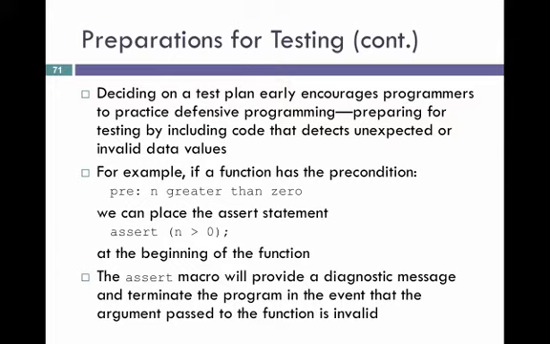So if we're testing early, that encourages programmers to practice defensive programming, because they're preparing for tests to be happening very soon, not at the end after the whole system's been developed. So for example, if a function has a precondition that n is greater than 0, then the programmer can place an assert statement. We'll talk about this a little bit later, but this just basically has the program code check and verify that the precondition is met. And this assert macro can have a diagnostic message and can terminate the program when that precondition isn't satisfied. So the programmer can get a very clear message of where an error occurred and what the problem was.